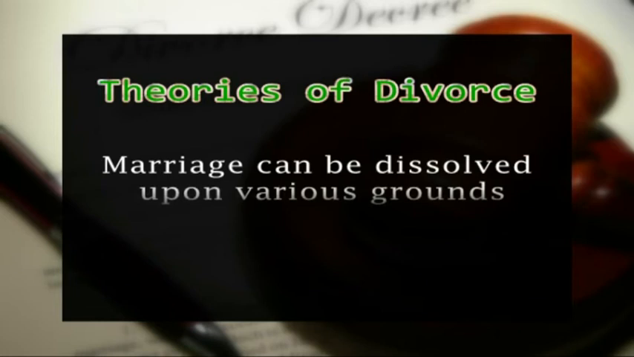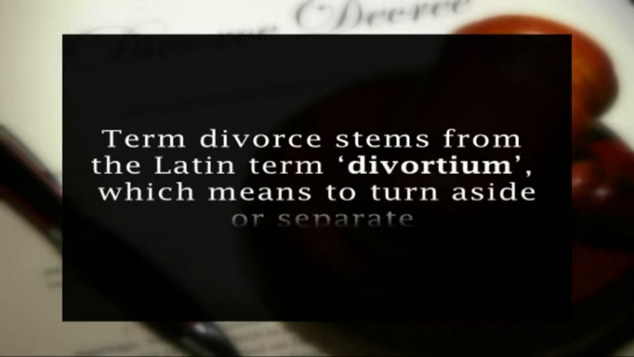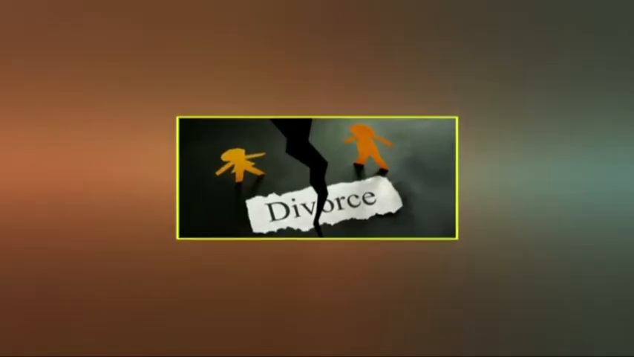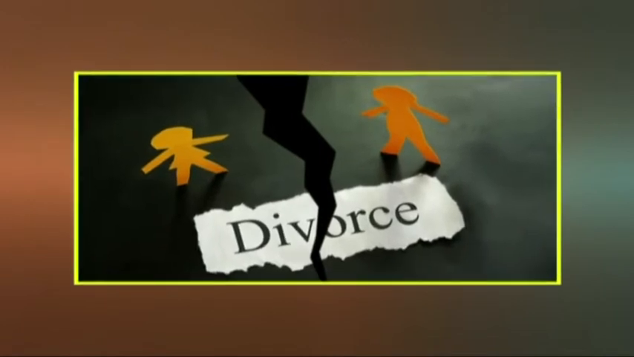It resulted in the formulation of the institution of divorce, which is said to be based upon various theories known as theories of divorce, under which a marriage can be dissolved upon various grounds. The term divorce stems from the Latin term divortium, which means to turn aside or separate. It's a method of dissolution of marriage which puts an end to matrimonial bonding between spouses and cancels their legal rights and duties towards each other.